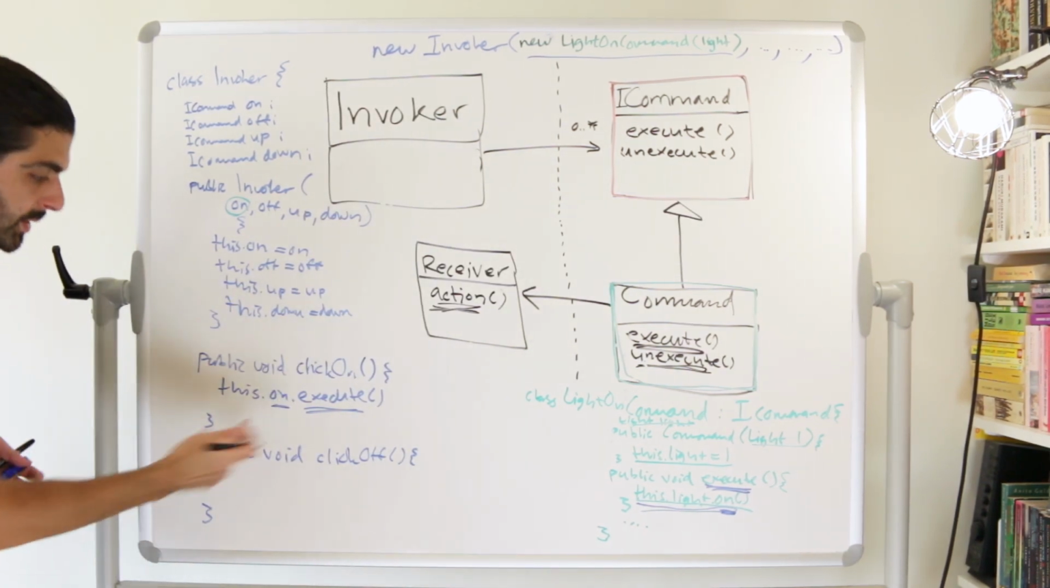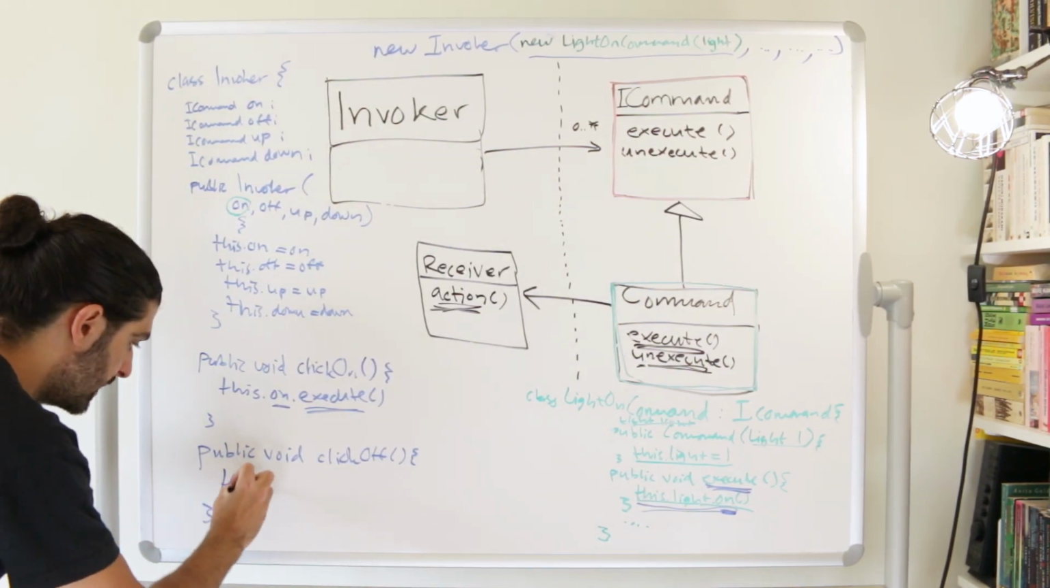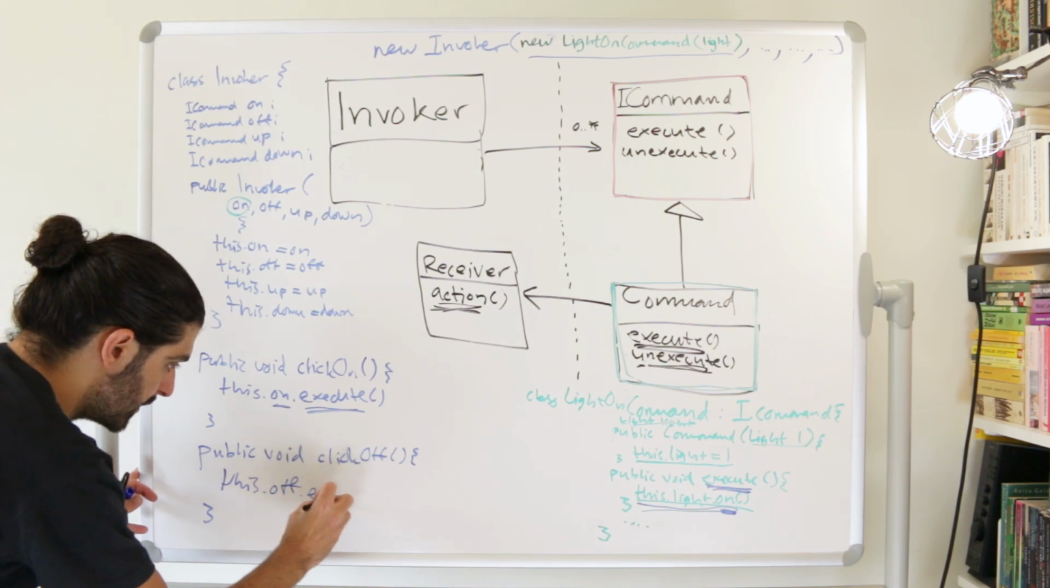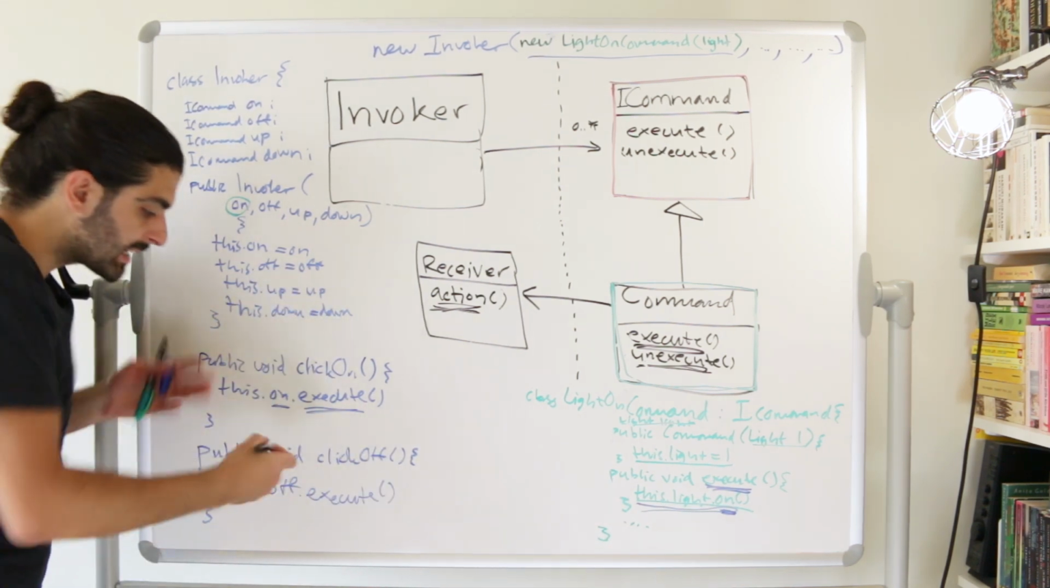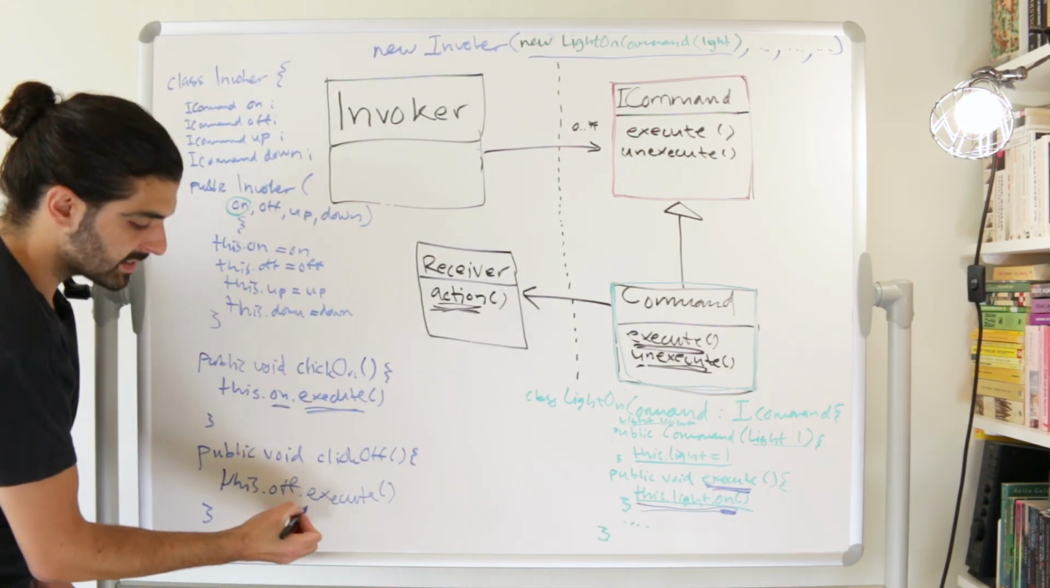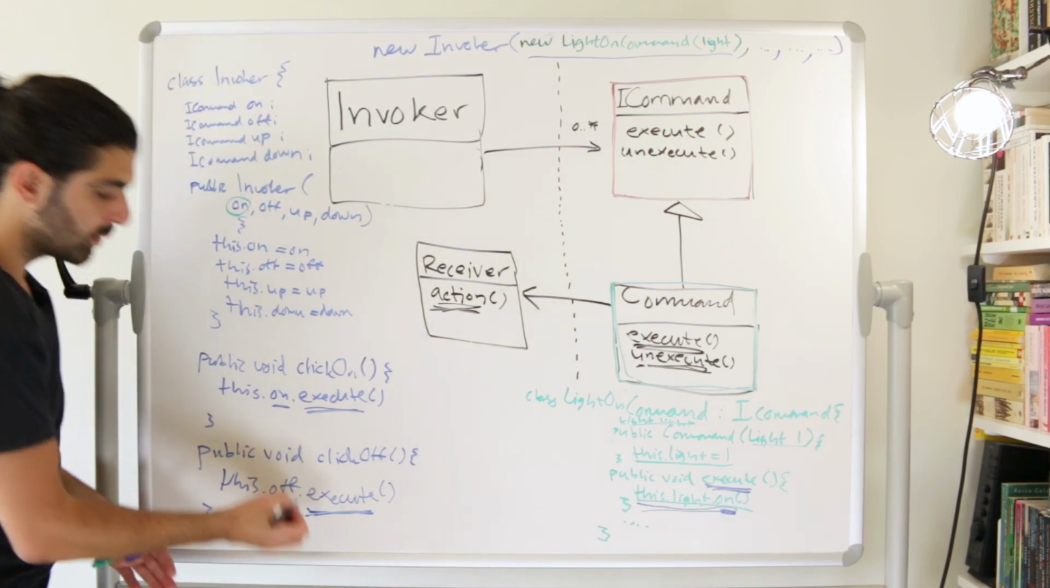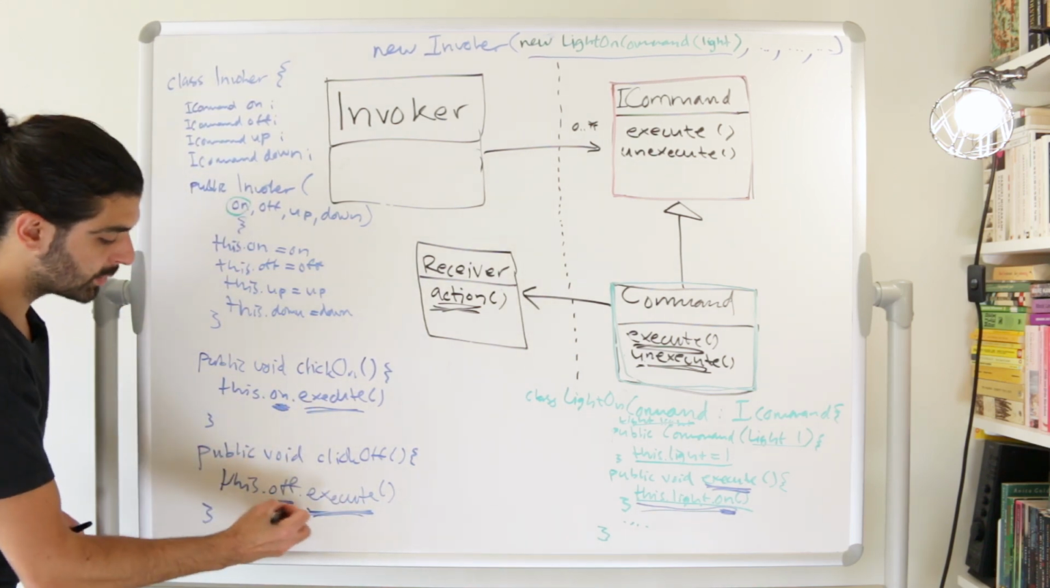And then the same thing we do for click off. So we would say this.off.execute. And exactly the same thing happens, but instead of calling execute on the on command, we now call execute on the off command.